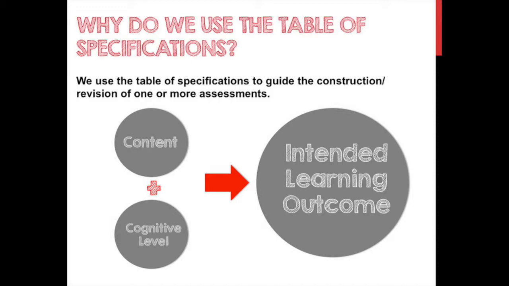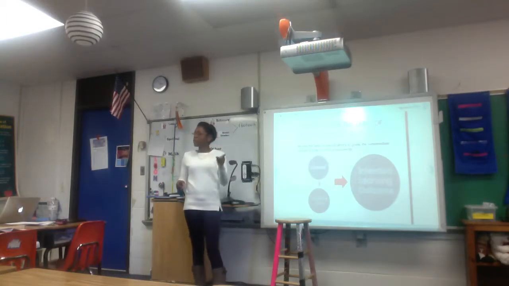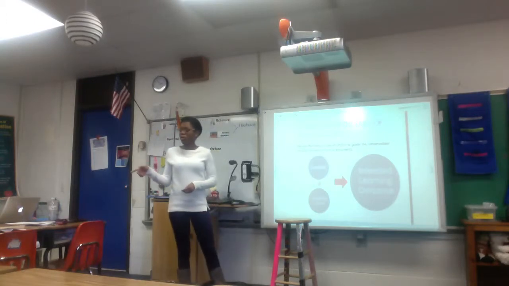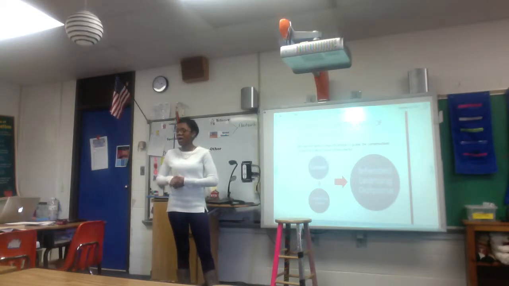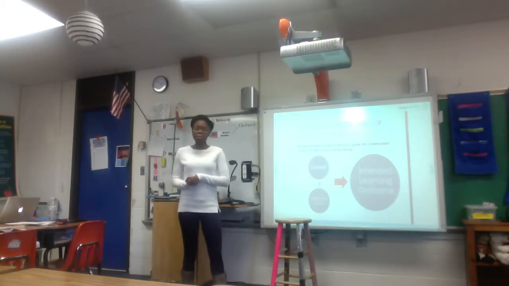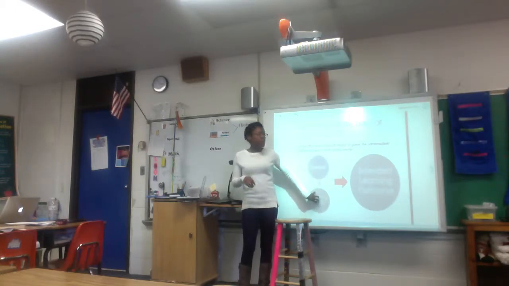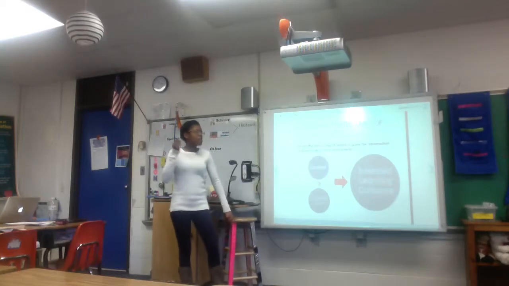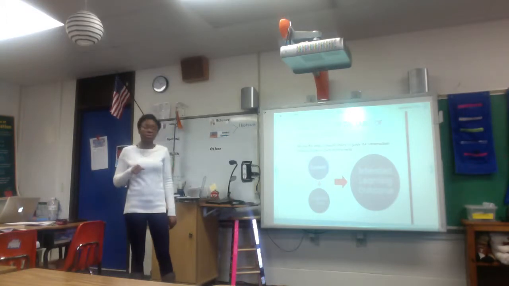So why do we use the table of specifications? Once again, it makes sure that your test is aligned. It makes sure that what the standard wants is what you're teaching. What the standard wants is what you're assessing them on. I would not expect a student to score 100 on a test on line plots if I've taught bar graphs all week. So we take the content, we add the cognitive level in there, and that's how we get our intended learning outcomes. Okay? That's how we get what we expect those students to take from the standard based on how it's written.